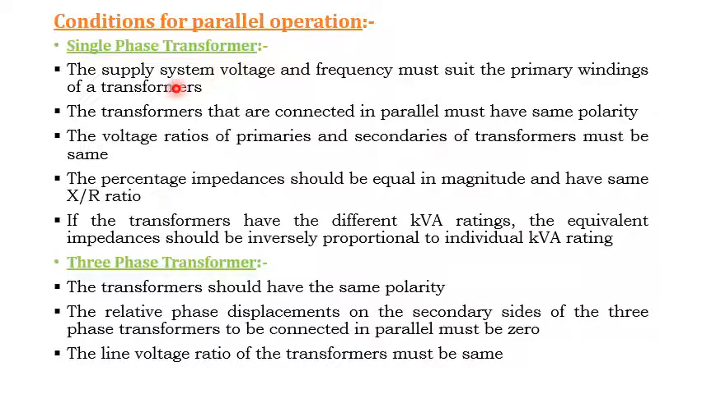The supply system voltage and frequency must suit the primary windings of the transformers. This is the first condition for single phase transformer parallel operation. That means the supply voltage and frequency must suit the primary windings of both transformers. The second point is that the transformers connected in parallel must have the same polarity.